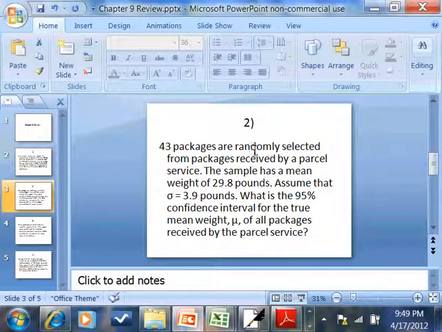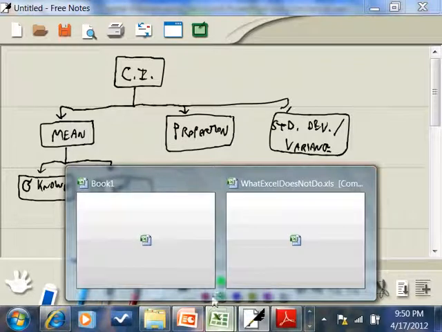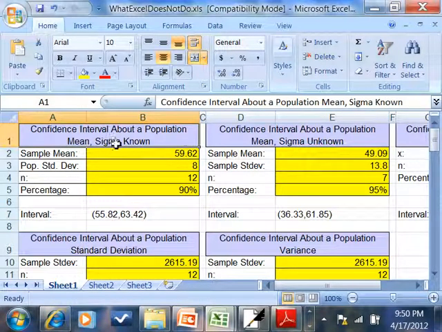Okay, 43 packages are randomly selected from packages received by a parcel service. That's N. The sample has a mean weight of 29.8. Since that's talking about our 43, that would be X bar. Assume that sigma equals 3.9 pounds. Well, this symbol right here is sigma. So they're giving us sigma. What is the 95% confidence interval for the true mean? So confidence interval for the mean, sigma is known. That's what drives us to use this one right here. Sigma is known for population mean.